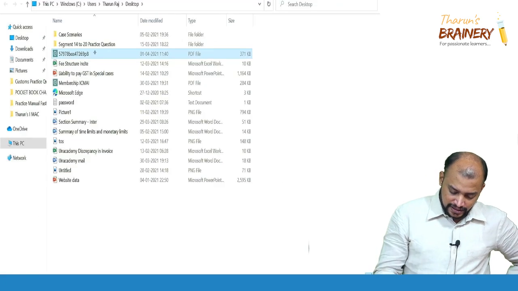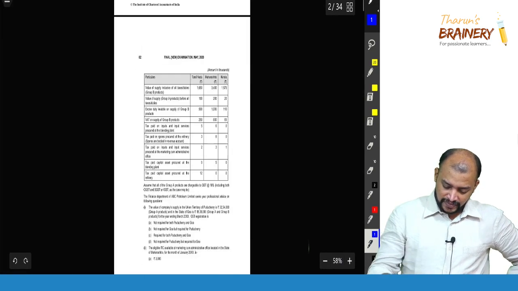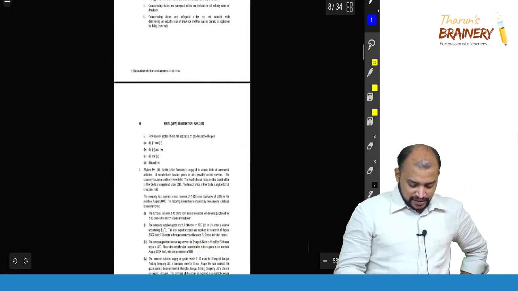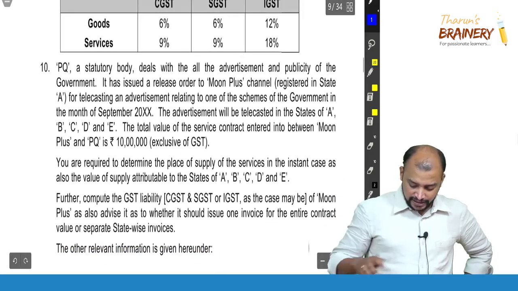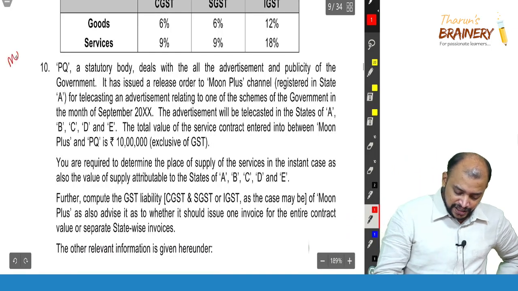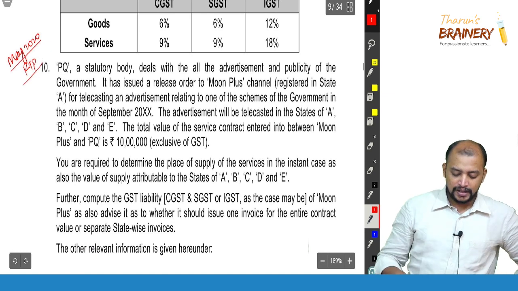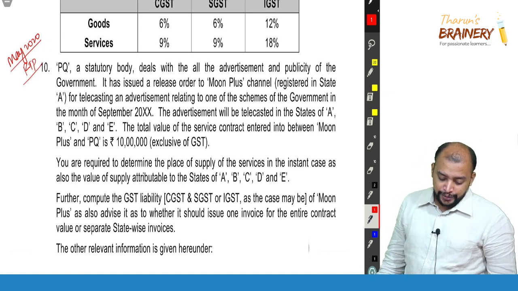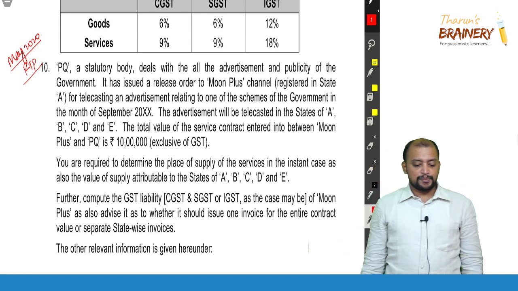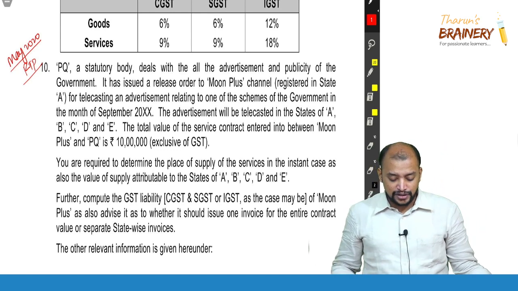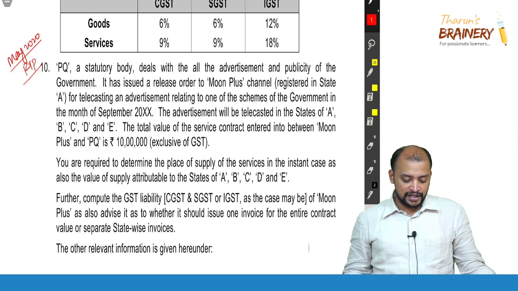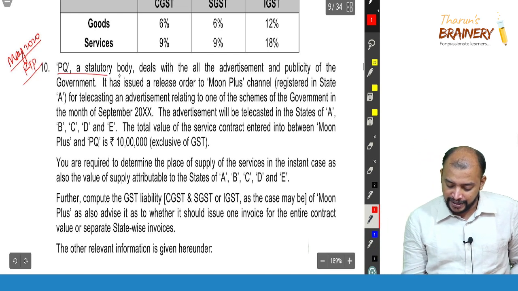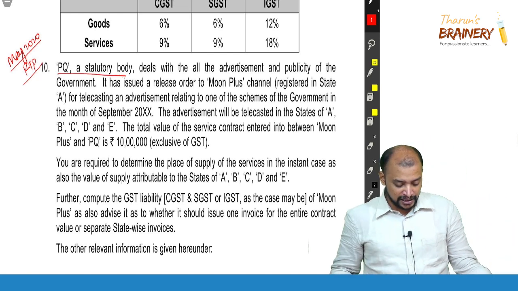So let's do this. See this question. This question you can also check. It is in May 2020 RTP here. PQ, a statutory body, deals with all the advertisement and publicity of the government. It has issued a release order to Moon Plus channel registered in state A for telecasting an advertisement. So it is a statutory body under government. So therefore this discussion will be applicable.